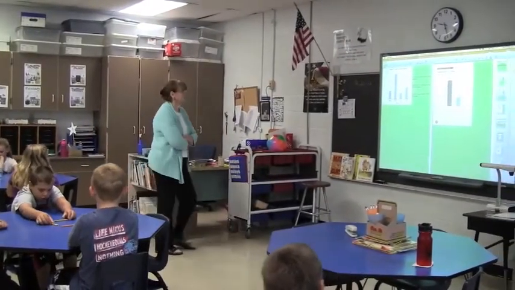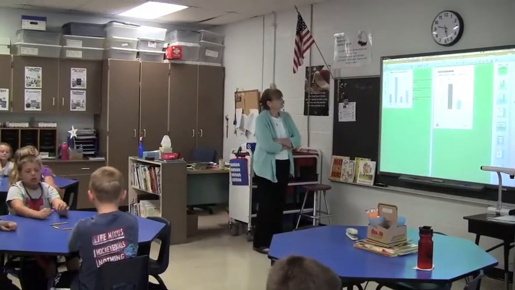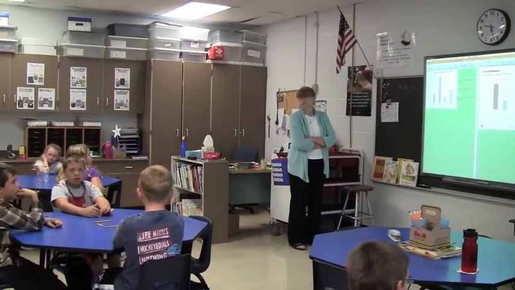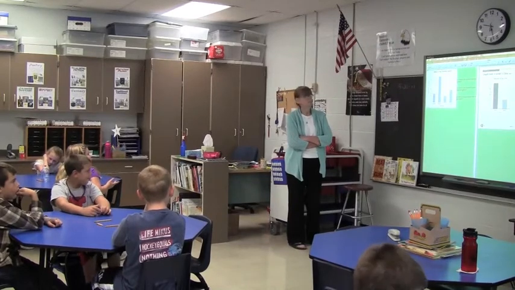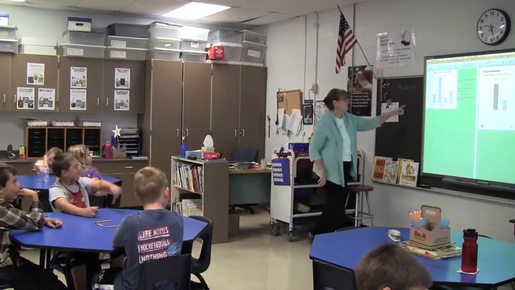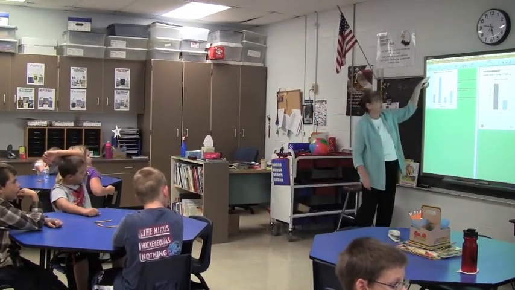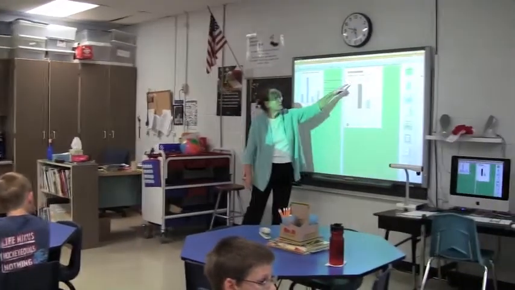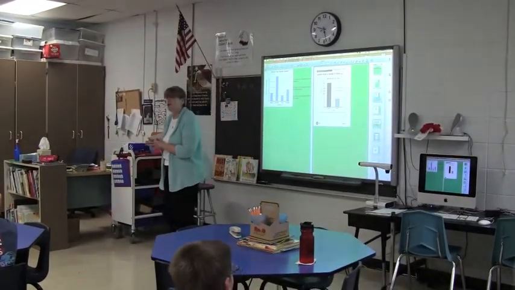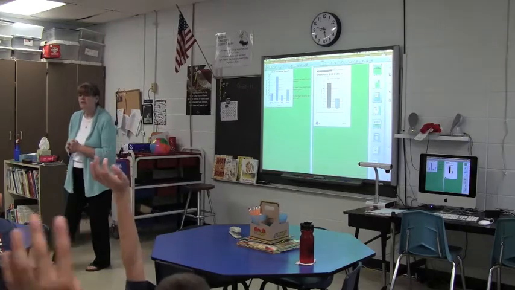Ellie, what did your table notice? That the first chart goes to 0 to 10 and the second goes to 0 to 20. Okay, so these intervals go from 0 to 10, and these ones go from 0 to 20. Did anybody notice anything different? Anything else?